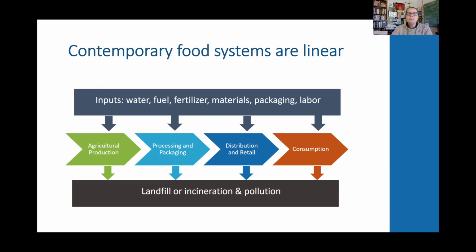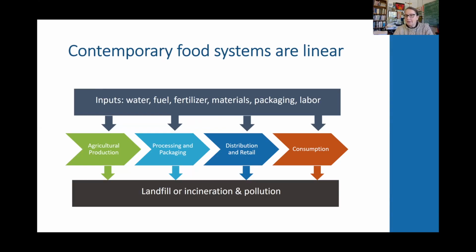the system. So the kinds of inputs that I'm talking about are things like water, fuel, fertilizers, packaging materials, additional additives that go into the food, and labor. And at any stage along here, there could be food that's wasted, but also a lot of the other input materials may be wasted, or a portion of those materials may also be wasted.